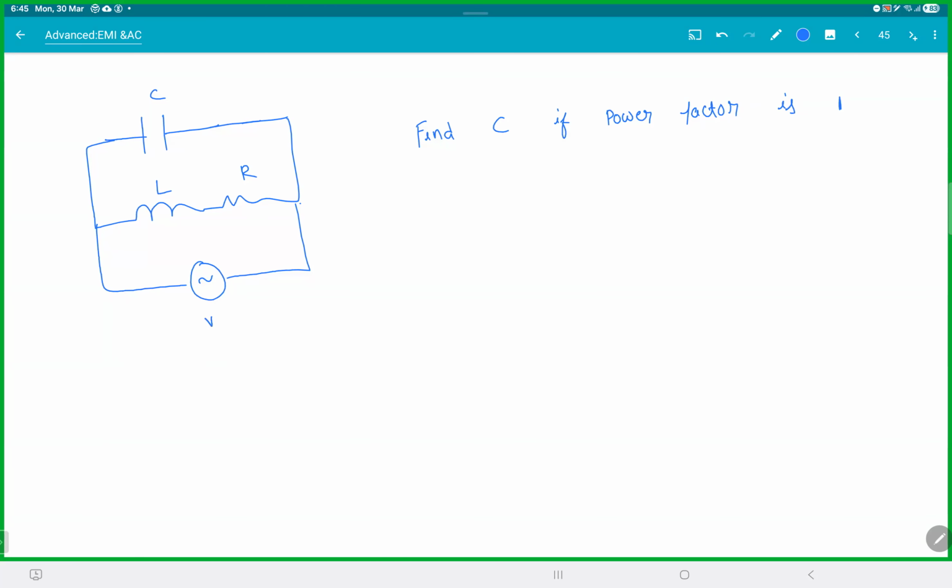You can take this source as some V naught sine omega t. Let's find capacitance only. So you guys know, right? What happens if the power factor is 1? The voltage source and the current coming from the voltage source are in phase. That means the overall impedance is what? A pure resistor. That's the main idea there. So if you can somehow find the Z equivalent, its complex part should not be there. That's it. If you understood that, then it's pretty easy to solve this with complex numbers. You can do this with phasors, but it will go lengthy.